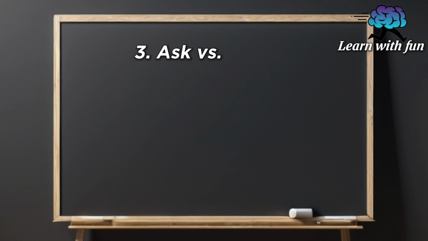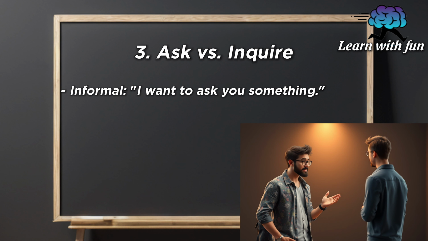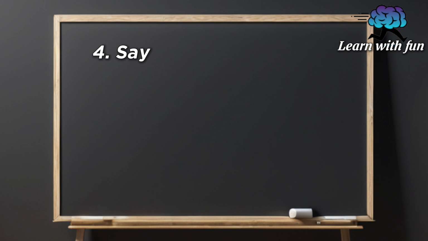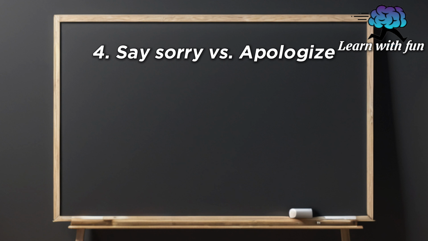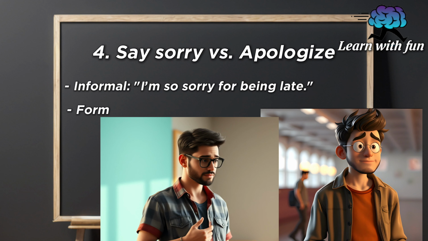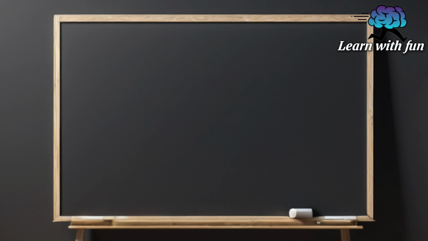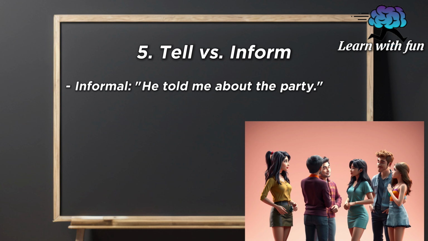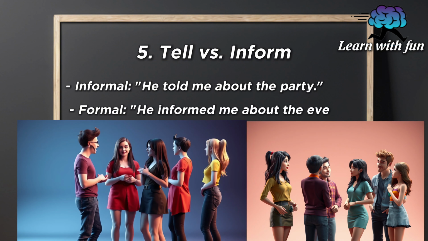3. Ask versus inquire. Informal: I want to ask you something. Formal: I would like to inquire about something. 4. Say sorry versus apologize. Informal: I'm so sorry for being late. Formal: I apologize for the delay. 5. Tell versus inform. Informal: He told me about the party. Formal: He informed me about the event.